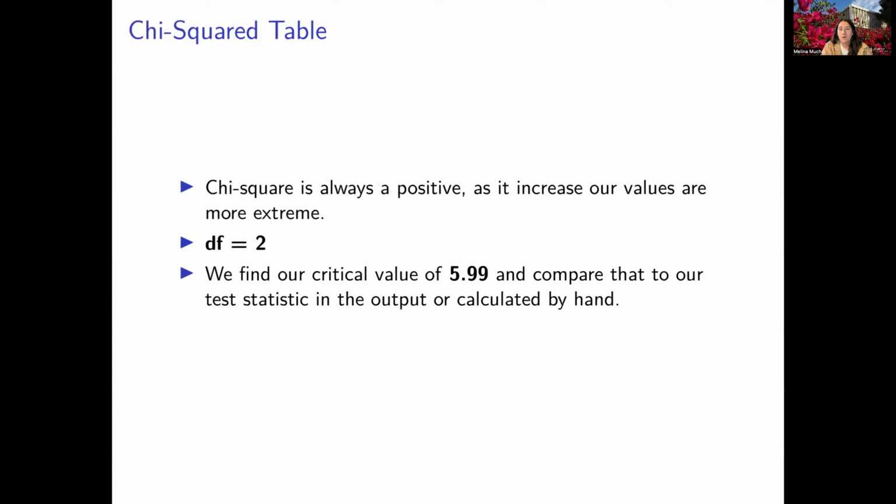But remember, the chi-square is always positive, and as it increases, our values are more extreme, or we can have more certainty that they actually are non-random differences between these different cells. Our degrees of freedom are 2, and we'll see that that critical value is going to be 5.99, based on the following table I'll show you.